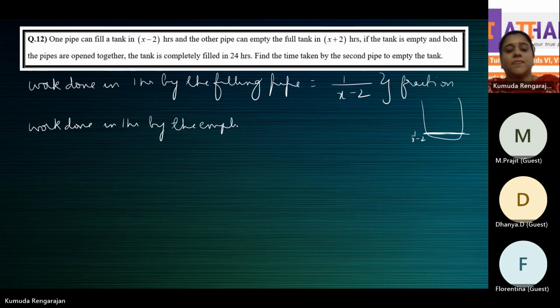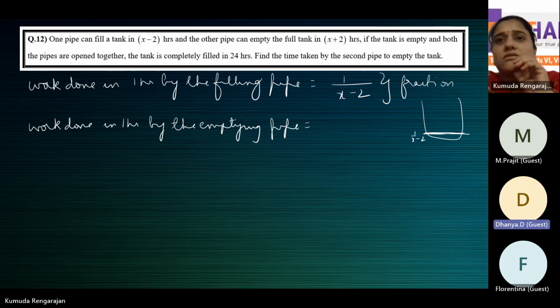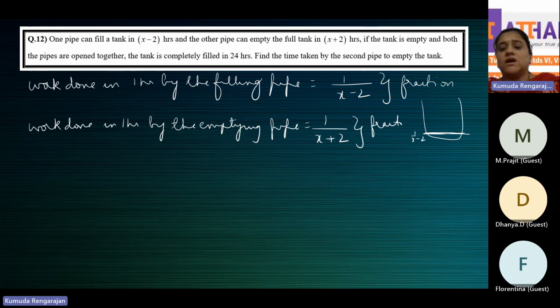Now, what is the work done in 1 hour by the emptying pipe? What is the total time taken by the emptying pipe to finish its work? X plus 2. So then what is the work done by this pipe in 1 hour? 1 by X plus 2, the reciprocal of the total time taken. So this is also a fraction, the fraction of the work done in 1 hour.